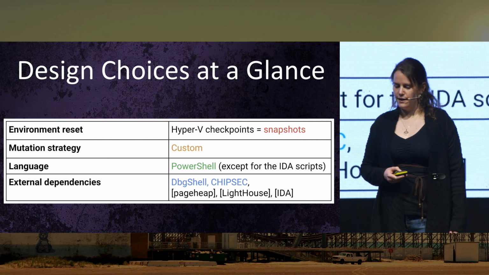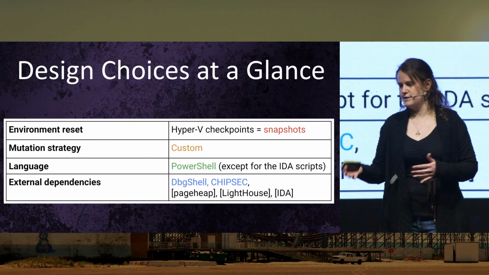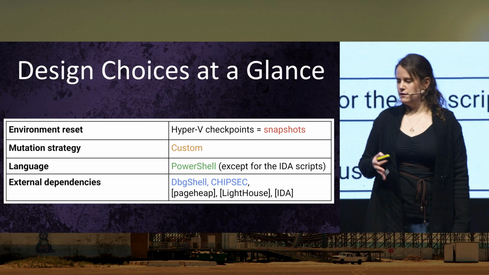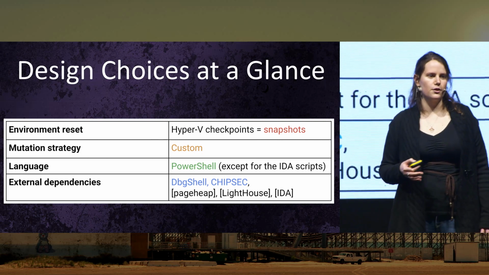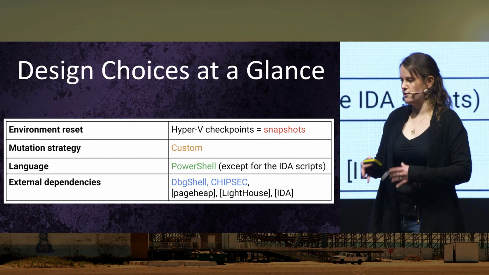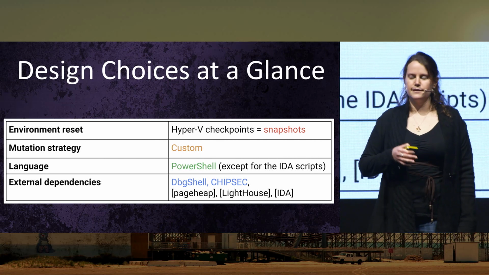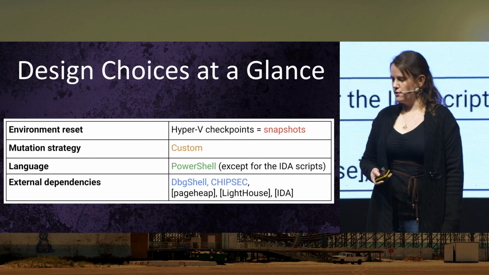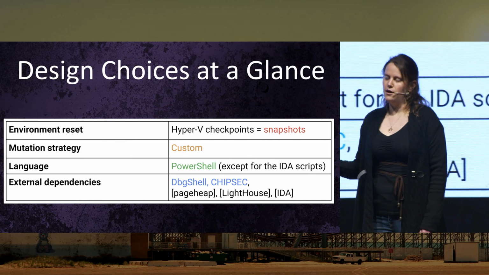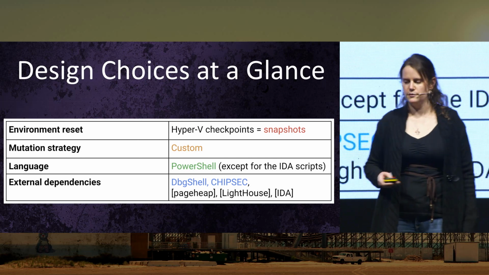And as I was saying, the idea was to minimize the work and reuse as much as possible existing tools. So that's why I use debug shell, the debugger, and chipsec in the guest VM to send the IOs. Chipsec is a utility that does lots of things for UEFI and so on, but here the idea was to leverage sending IO ports and their drivers. Page heap optionally, and Lighthouse and IDA optionally also to visualize the coverage and to prepare a list of breakpoints. Coming back to that a bit later.